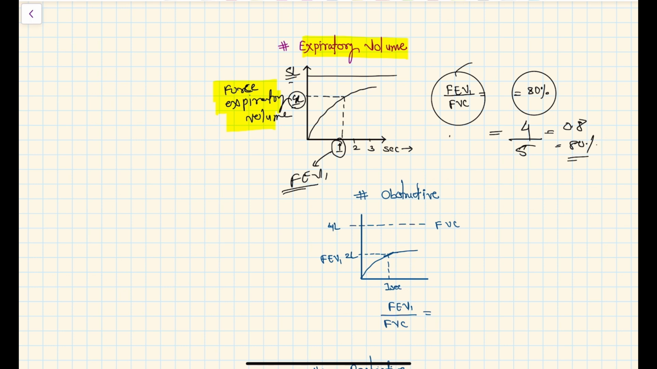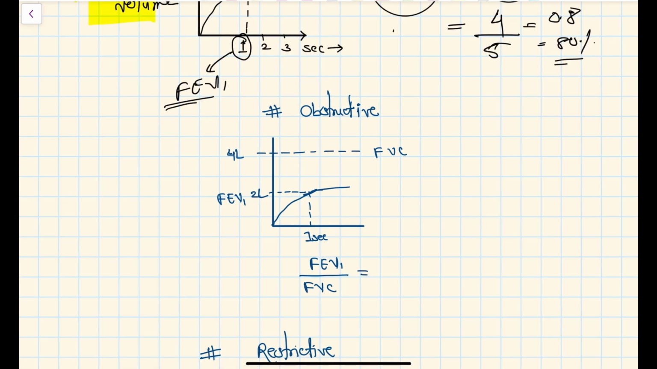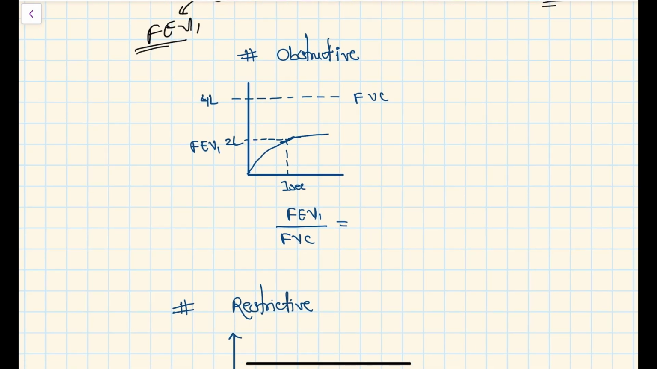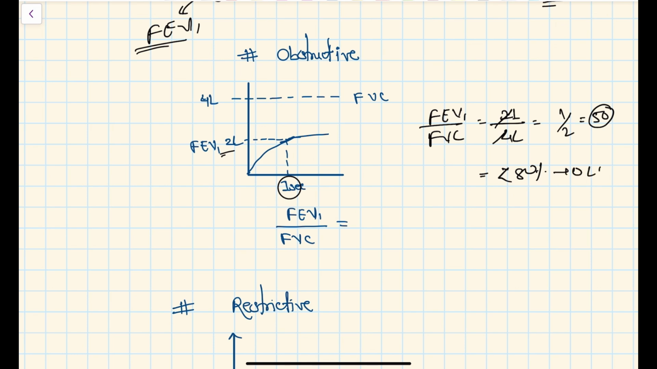Okay, now coming to the obstructive diseases chart. In obstructive diseases, there is problem in expiration, right? So the expelled air at 1 second is 2 liter. So calculate again, FEV1 by FVC. FEV1 is 2 liter and FVC is 4 liter. Then 2 ones are 2, 2 to the 4, that is 50%, which is less than 80%. So any ratio less than 80% is suggestive of obstructive lung disease.